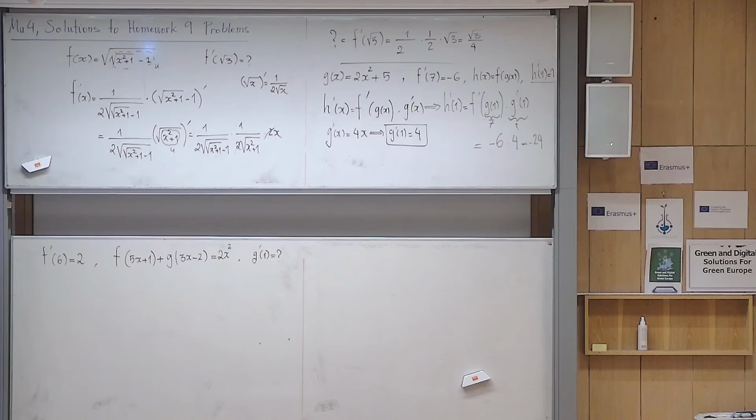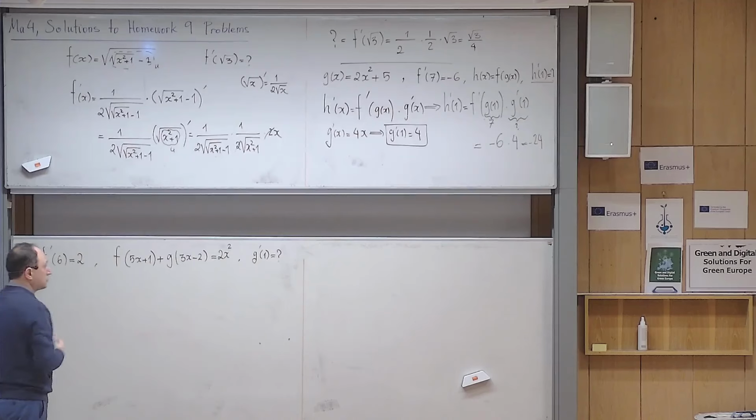Okay. If f and g are functions such that f prime of 6 is 2, and f of 5x plus 1 plus g of 3x minus 2 equals 2x squared, then g prime of 1 is what? Okay, you can think a little bit about the problem until I put it on the board. Okay, so this is the question.